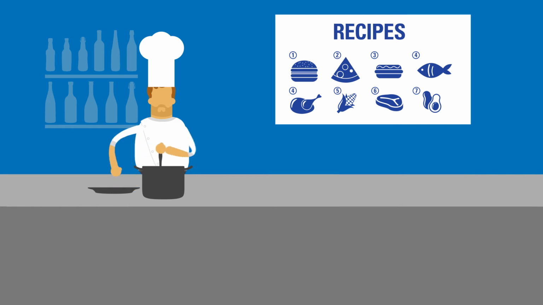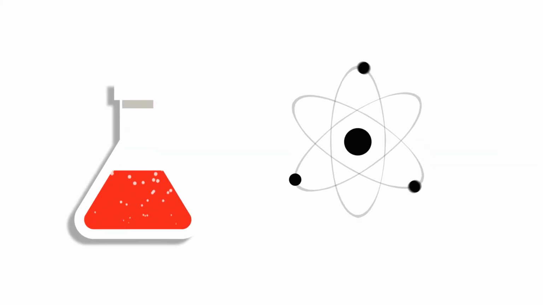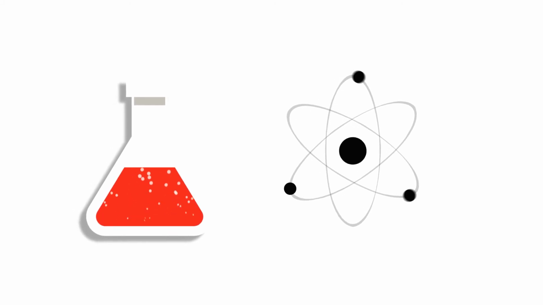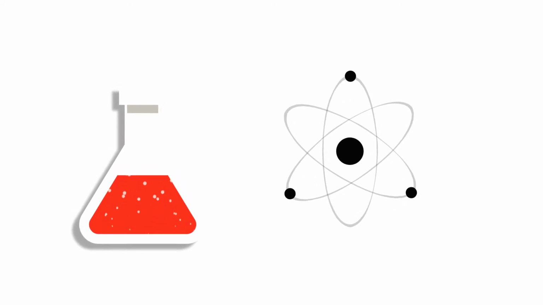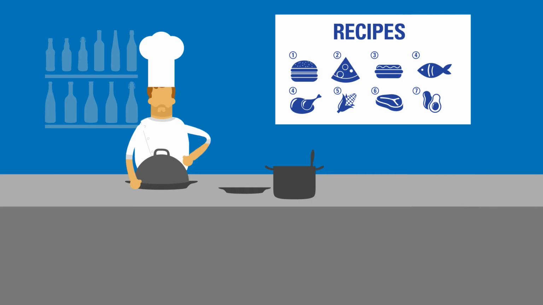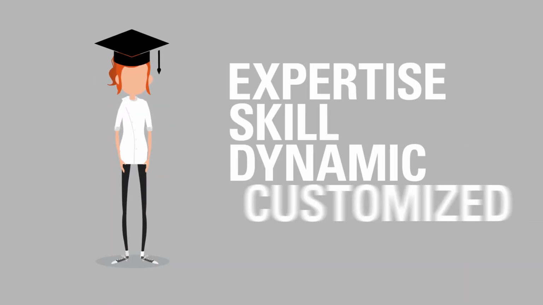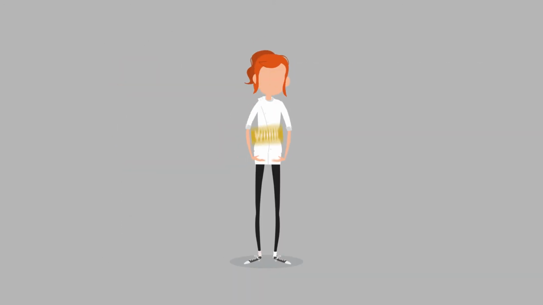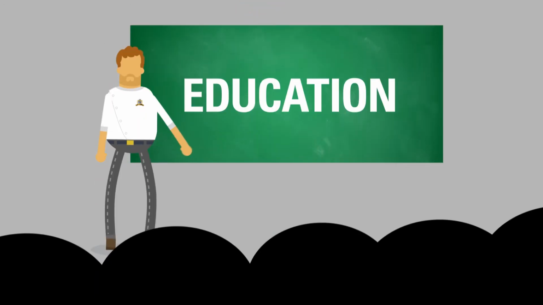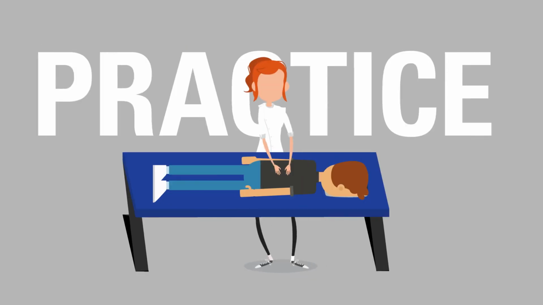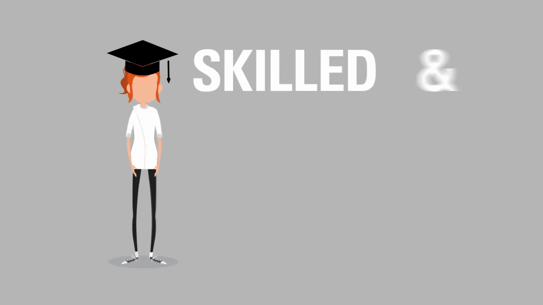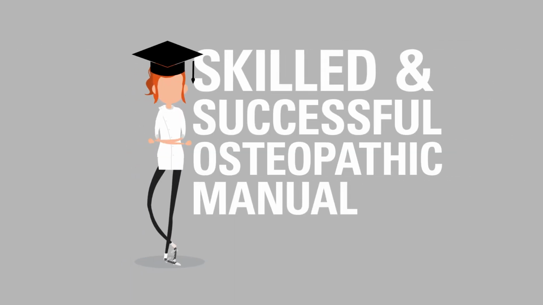They understand how the ingredients work together, the chemistry and the physics of the cooking principles, and this allows them to not only customize dishes for the person they are cooking for, but also to create new dishes that have never existed before. This is our goal for CAO grads, to have the expertise and skill to treat patients in a dynamic and customized way. This is why the training is so demanding. It takes a lot of education, training, and practice to become a skilled and successful osteopathic manual practitioner.